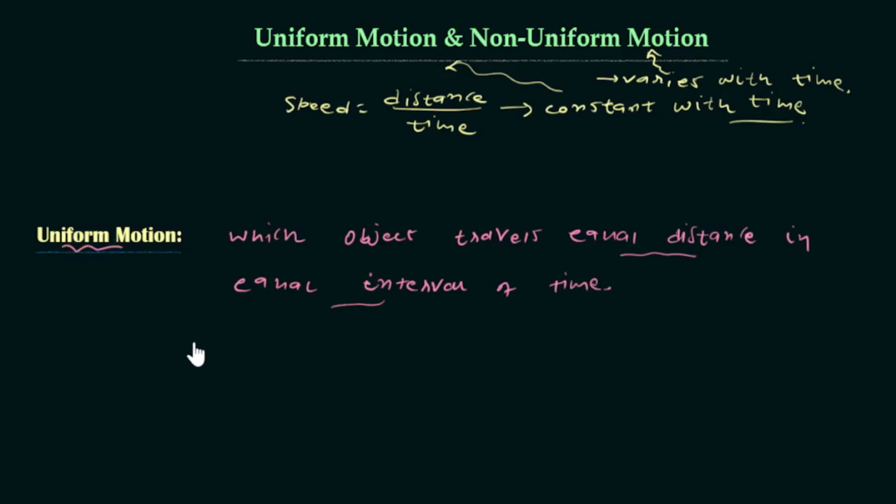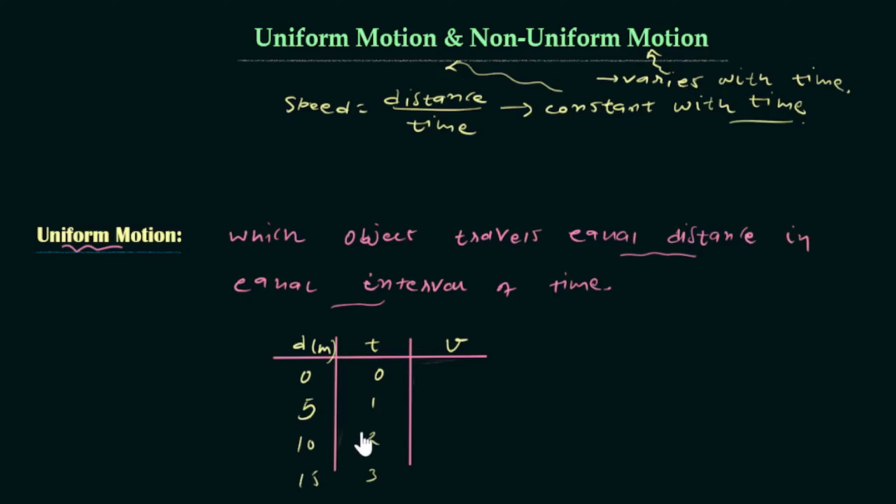So I can make one table. Here I can take distance, here I can take time, here I can take speed. Suppose initially at t equals 0 seconds the object is at the origin. In the first second, suppose it has traveled 5 meter distance. In the second second it has traveled again 5 meter distance. In the third second it has traveled again 5 meter distance. So in each second it has a speed of 5 meter per second, here 5 meter per second, here 5 meter per second.